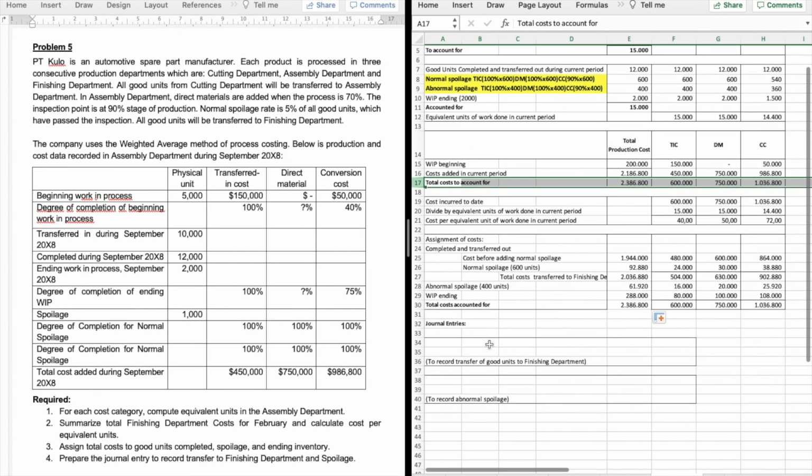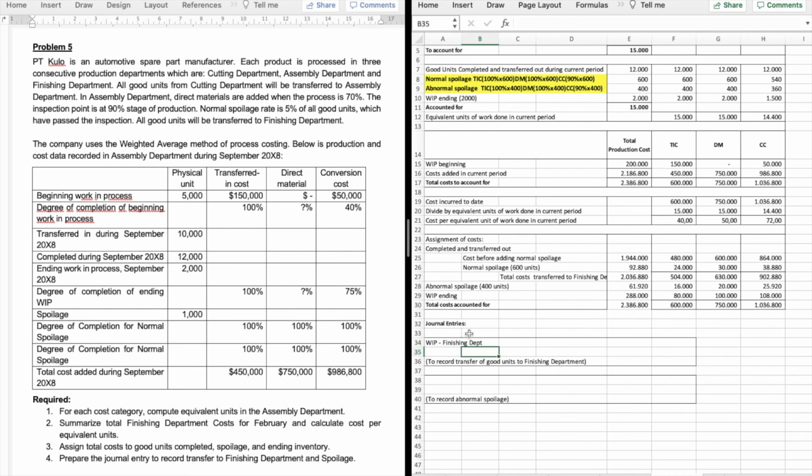And lastly is about the journal entries. First, here we want to record transfer of good units to finishing department. It means that in the debit side, we will have work in process in finishing department. And in the credit side is our current department, that is assembly department. And for the number, we can get it from the total cost transferred to finishing department here.